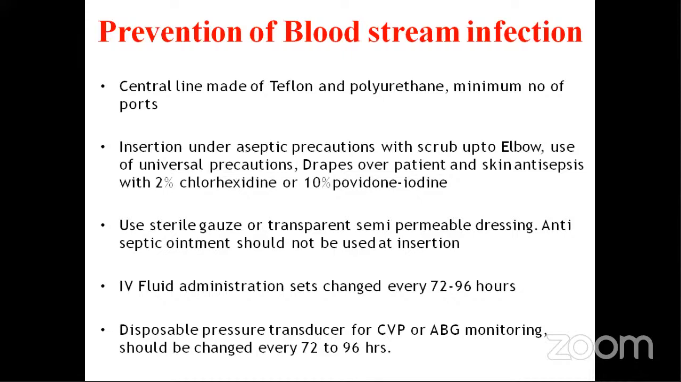How to prevent bloodstream infections: by using central lines made of Teflon and polyurethane, using minimum number of ports, insertion under aseptic precautions with scrub up to elbow, use of universal precautions, drapes over the patient, skin antisepsis with 2% chlorhexidine or 10% povidone iodine, use sterile gauze or transparent semi-permeable dressing. Antiseptic ointment should not be used for insertion. IV fluid administration sets should be changed every 72 to 96 hours. Disposable pressure transducers which you're using for CVP or ABG monitoring should be changed every 72 to 96 hours.